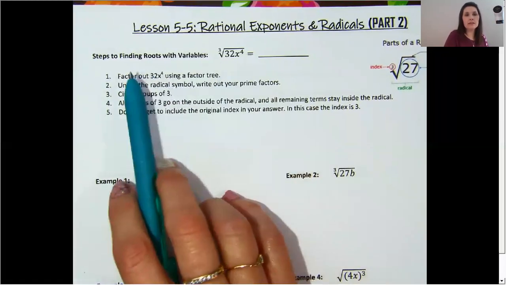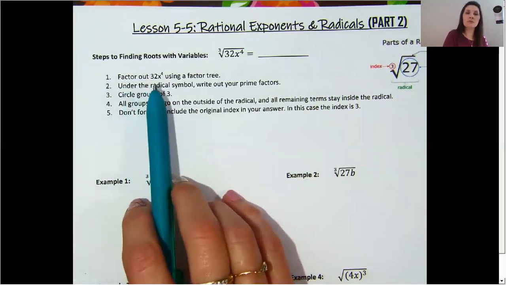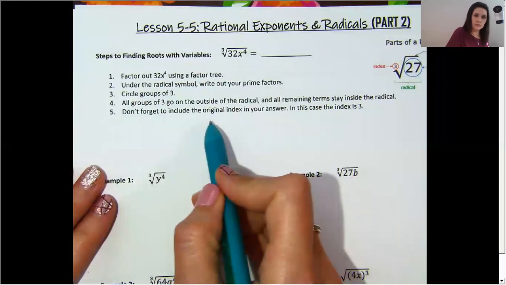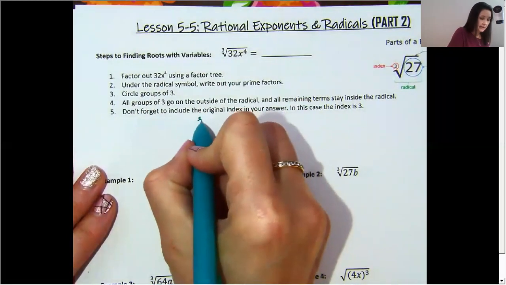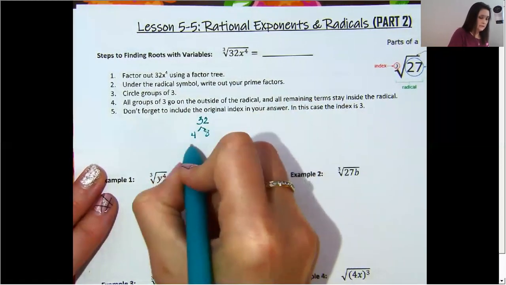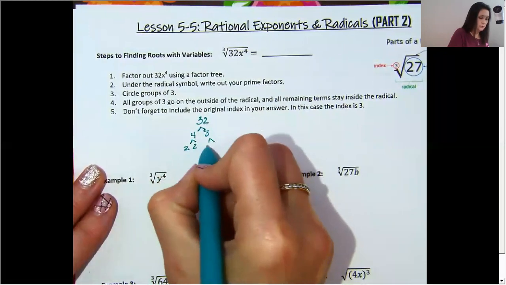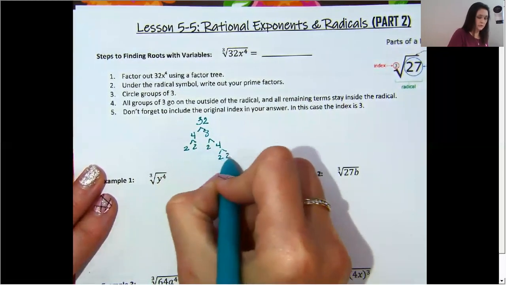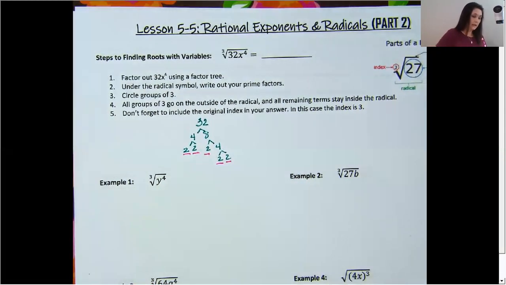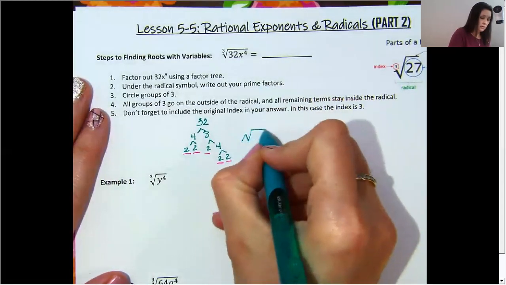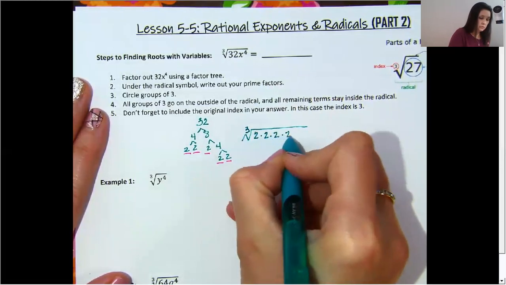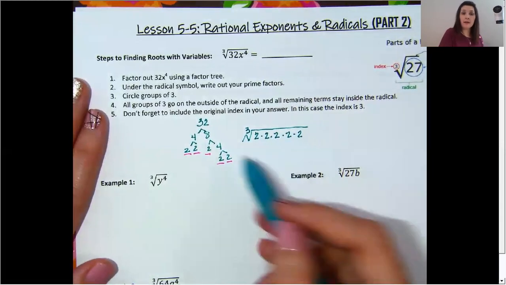The first step is to factor out the 32x to the fourth using a factor tree. And so I'm going to show my work down here. The first thing I'm going to start with is my 32. Okay, so we have 4 times 8, 2 times 2, 2 times 4, and 2 times 2. So here is my factor tree. And I am going to use my radical symbol and put everything under here. So 2 times 2 times 2 times 2 times 2. Okay, so I factored out my 32.